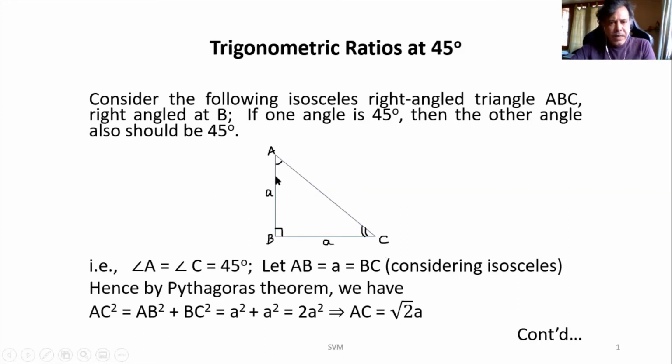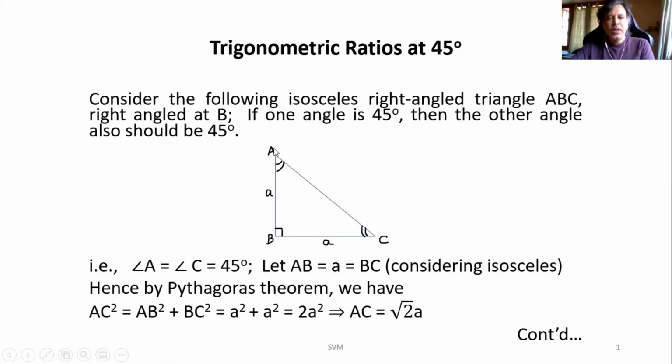So naturally, when B is at a right angle, it is 90 degrees. And since the sum of all the angles of a right angle triangle, or any triangle, will be 180, we have naturally this angle A also will be 45 degrees, angle C also will be 45 degrees. So I will put the same notation, the same type of curve, double curve, so that it is the same. So angle A is equal to angle C is equal to 45 degrees, right?